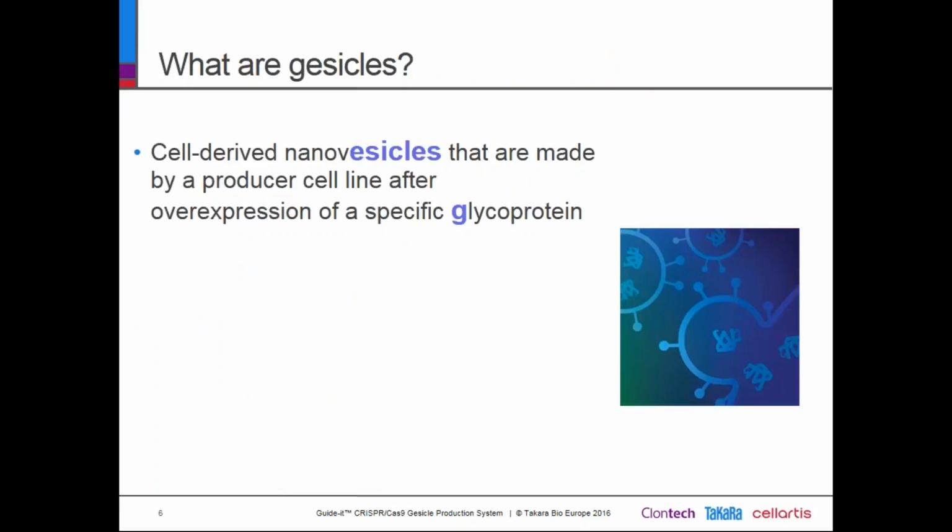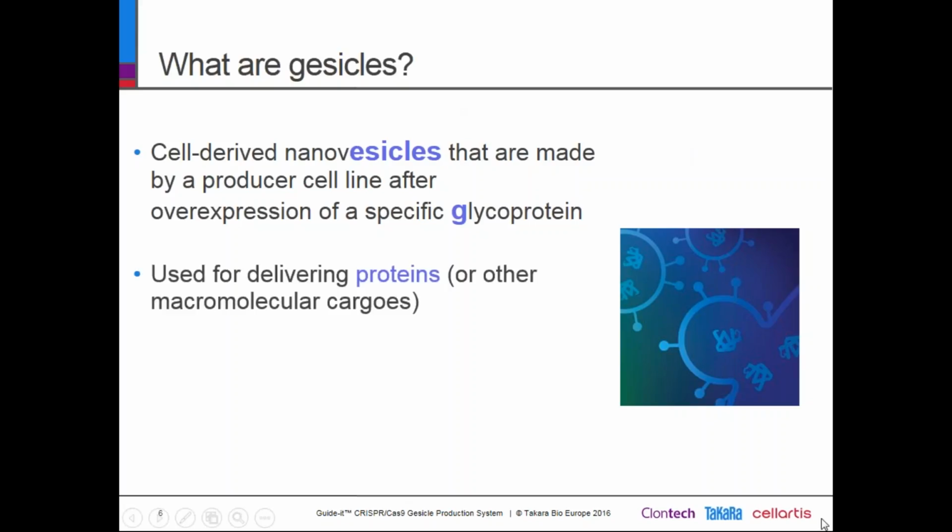So now you're maybe wondering where the name Gesicles comes from. Gesicles comes from nanovesicles and glycoprotein, because Gesicles are such vesicles which are made in a producer cell line after overexpression of a specific glycoprotein.